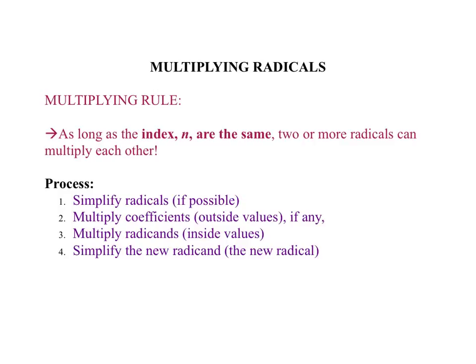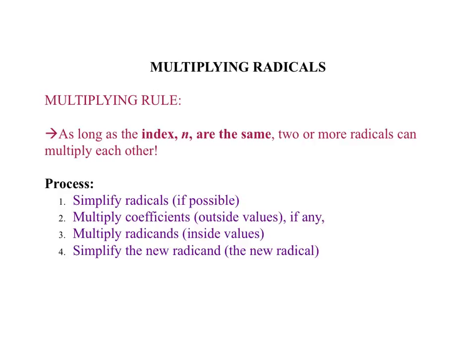We're going to start by looking at multiplying radicals. To multiply radicals, we have one pretty big important rule, and that is that the radicals have to be the same type of radicals. So the index values have to be the same in order to multiply two radicals or more together. The overall process is as follows.